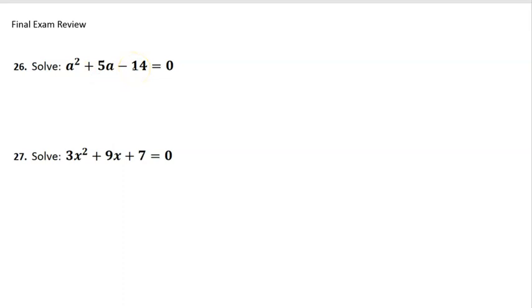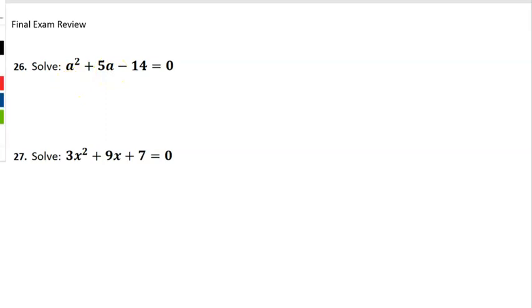Now you have 2 ways to solve it. Really, you only have one way, the quadratic formula. It works for all of them. But if a problem will factor, that's probably easier. This is multiplies to be negative 14 and adds to be 5. We can factor this thing.